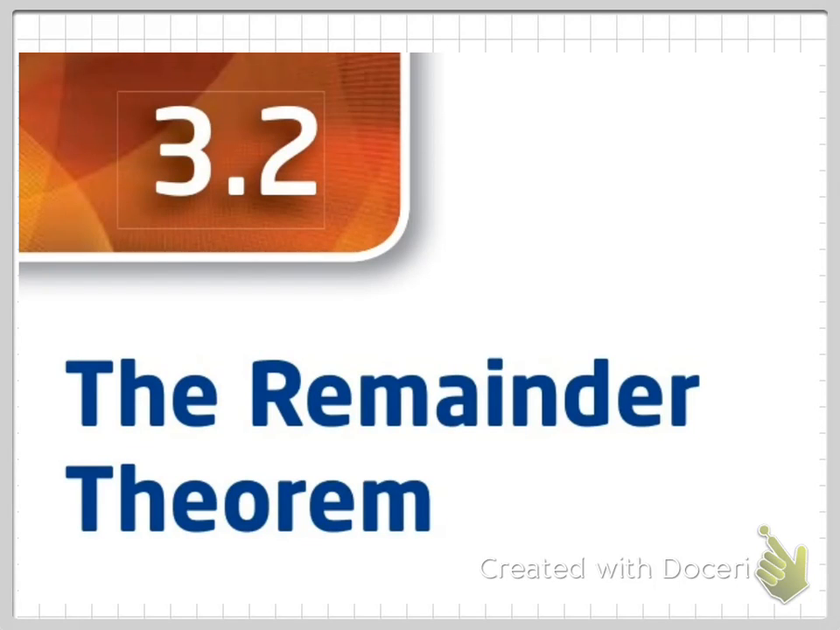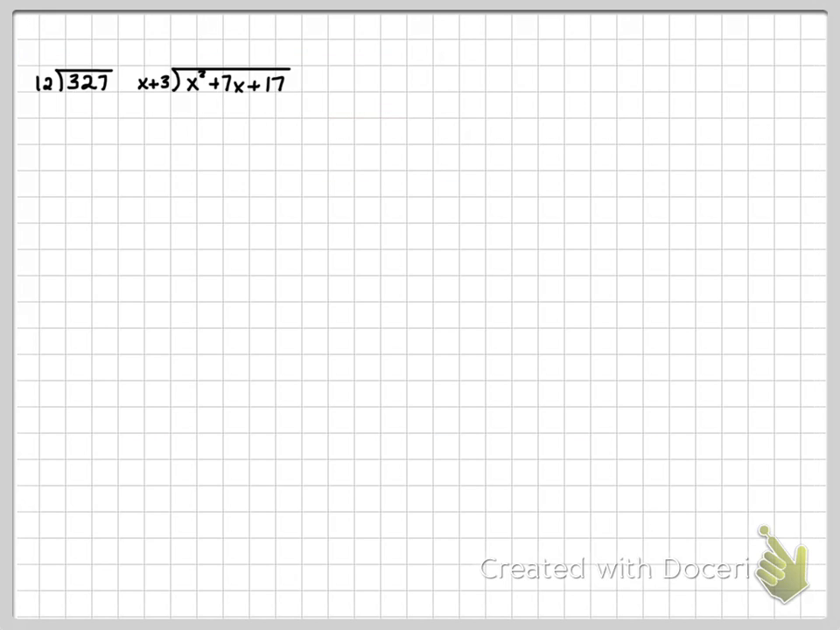Today in Math 30-1, we're going to look at topic 3.2, the remainder theorem. Now, first thing we're going to do is review how to do long division. As you can see, we have 12 divided into 327.